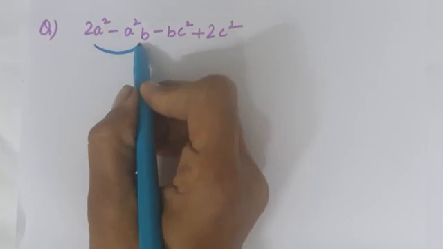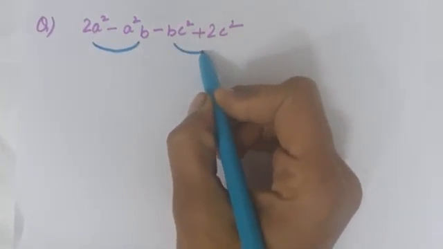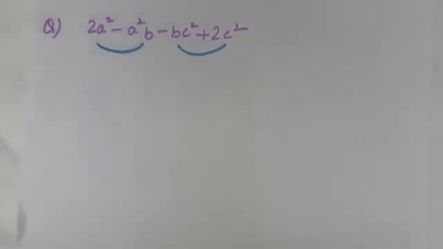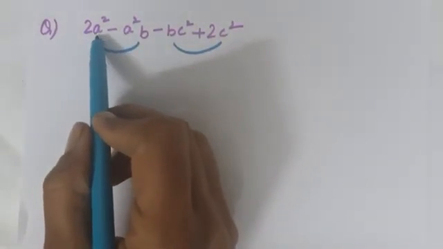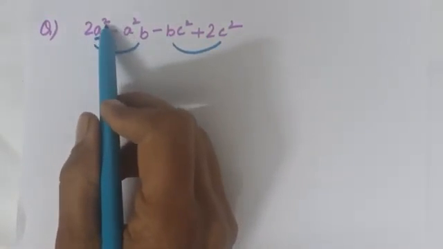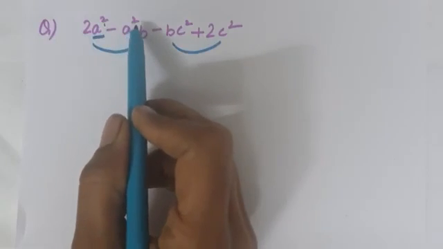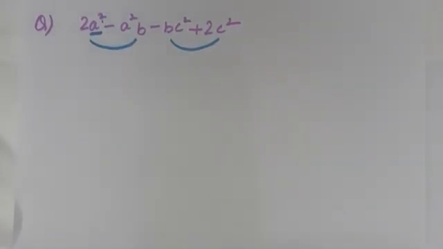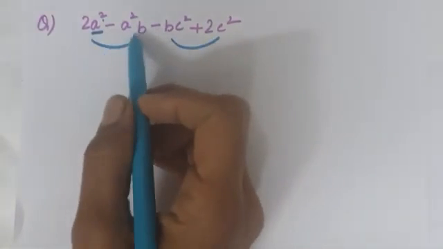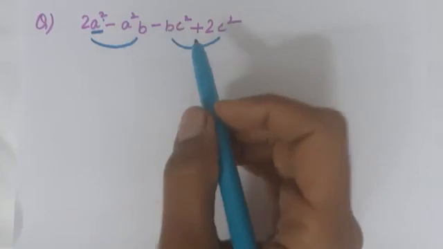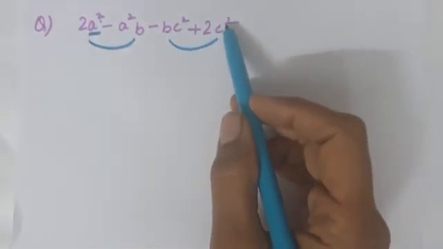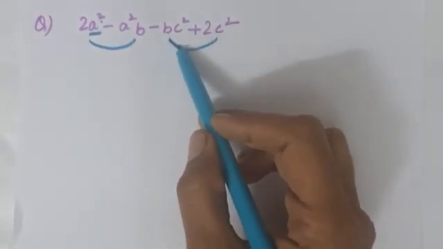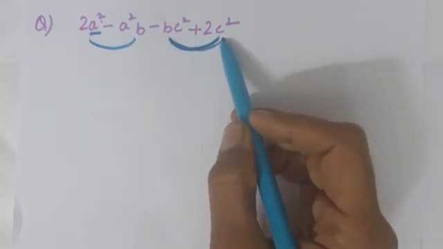Pairing of these two terms and pairing of these two terms. Why have we done the pairing like this? Because if you see carefully, a raised to power 2 is here, a raised to power 2 is here. Means a raised to power 2 is common in these two terms. In the same way, c square is here. c square is common in these two terms.